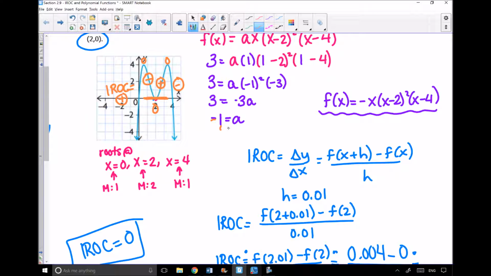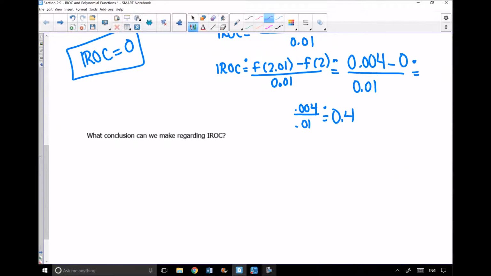So not only does the instantaneous rate of change tell us which way our graph is going, but it tells us where our turning points are going to be. So if I have an instantaneous rate of change of 0, that tells me, oh, I've got a turning point for my function at this point in time right here. Okay? What conclusion can we make regarding our instantaneous rate of change?